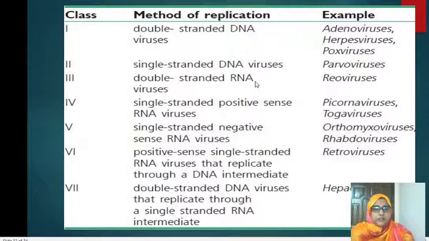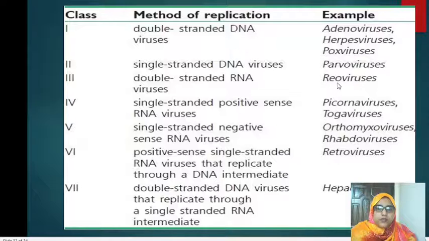RNA is usually single-stranded, but in this case it is a double-stranded RNA virus that causes disease. Example is reovirus. The word reo is very specific. For example, R stands for respiratory, E for entero, and O for orphan virus, having no specific origin. That's why the name reo is given.